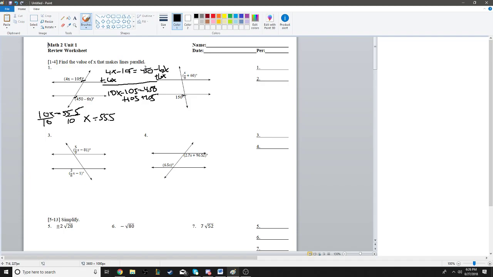Number two, again, they're alternate exterior angles, which means they're equal. So I'm going to do this one over here. We got x over 8 plus 60 is equal to 150. We subtract 60 on both sides. So we get x over 8 is equal to 90. Now this says x divided by 8. So the opposite of division is multiplication. So what you do is you multiply both sides by 8. And the 8's cancel, so you get x is equal to 720 degrees.